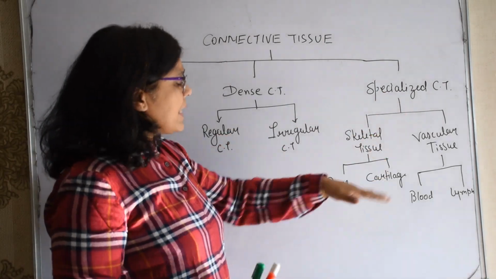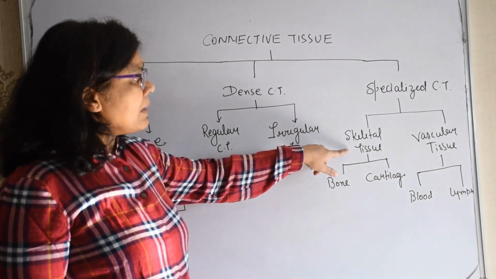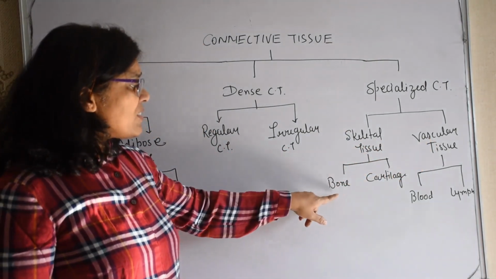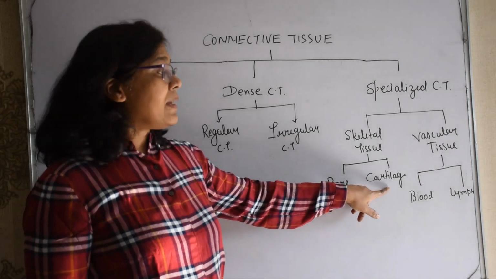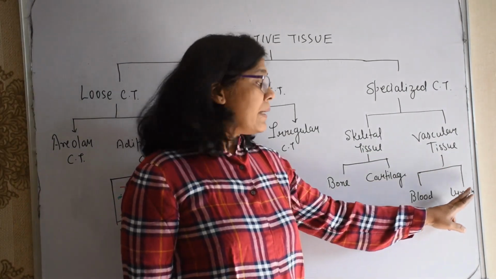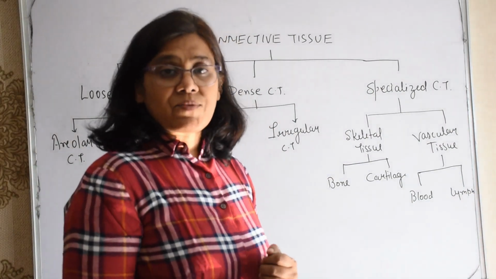Specialized connective tissue is of two types, skeletal tissue and vascular tissue. In skeletal tissue, we study about bone and cartilages, and in vascular tissue, we study about blood and lymph. So first we will study about the areolar connective tissue.